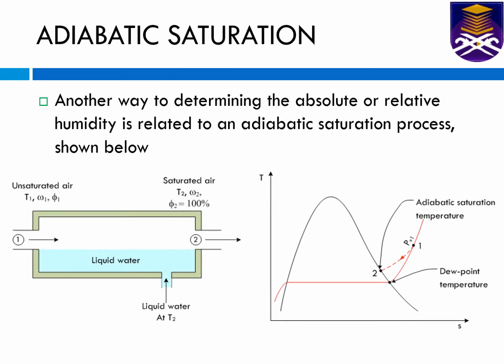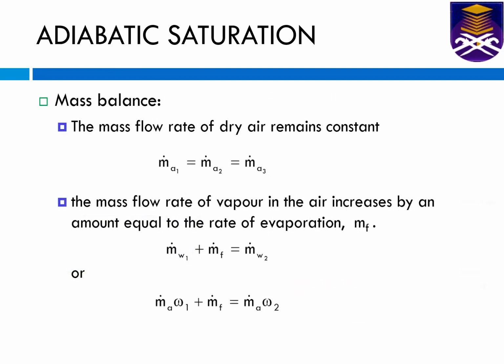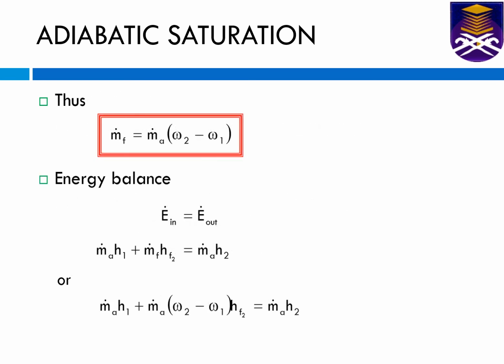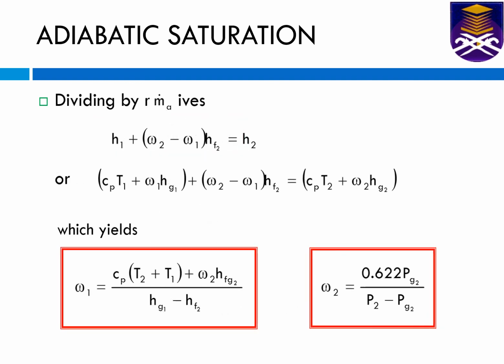All right, I'm going to look at that in detail. And then for adiabatic saturation, which is another way to determine the relative humidity, this is the temperature-entropy diagram. When the temperature drops and goes into the saturated condition, this is the energy balance, and this is for the water. You can refer to this in the lecture.